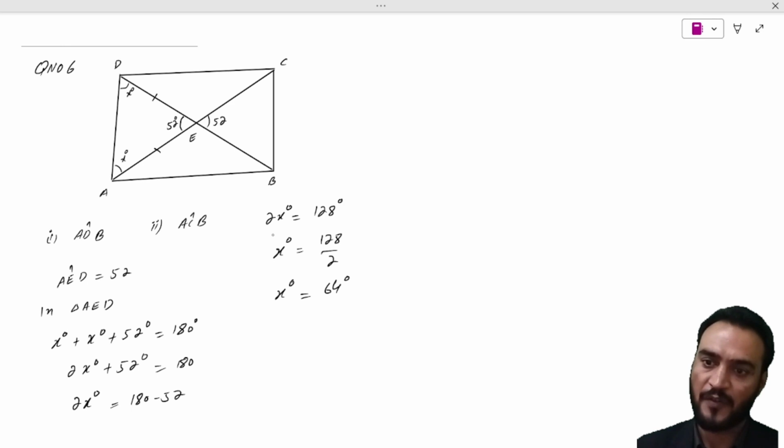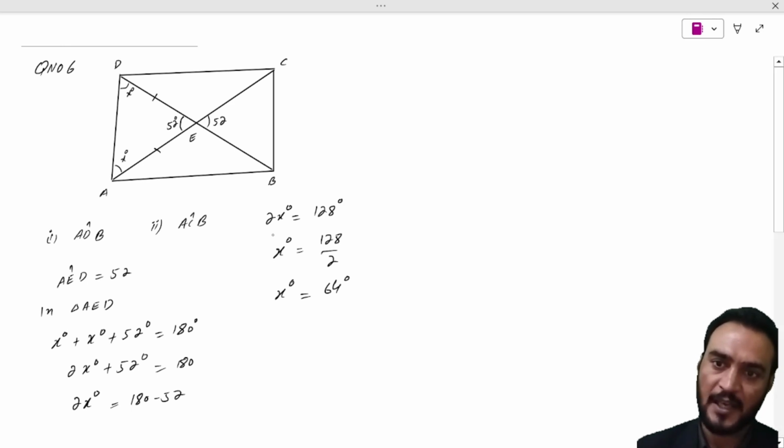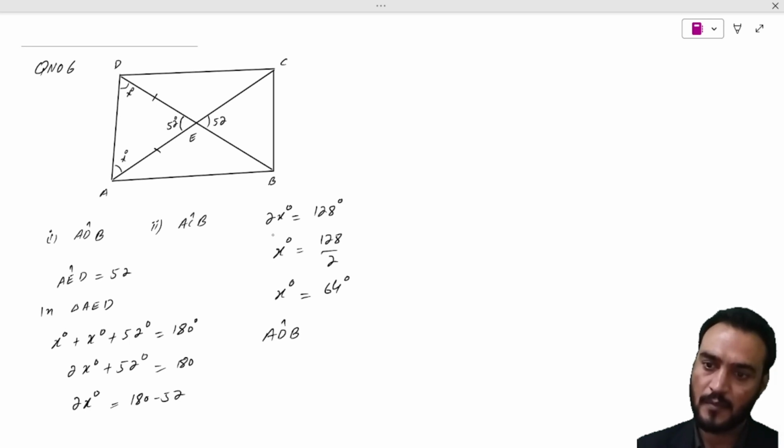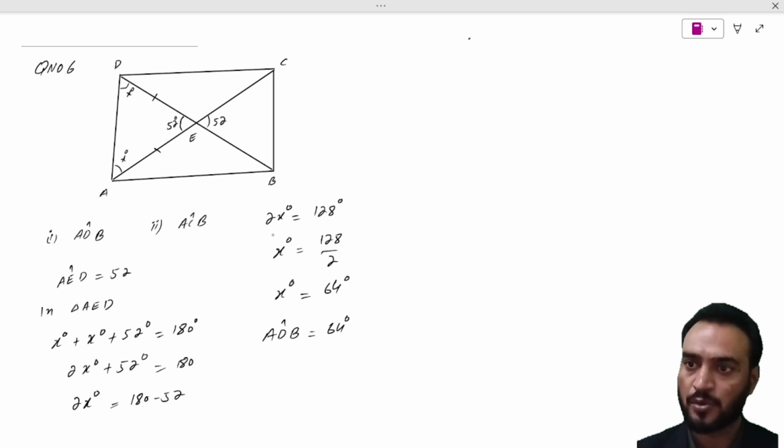So this is the value of x degree, and what do we mean by x degree? X degree is this angle, that is ADB, which was required. So ADB is equal to 64 degree. So part one of question 6 is solved. Now let us solve part 2.